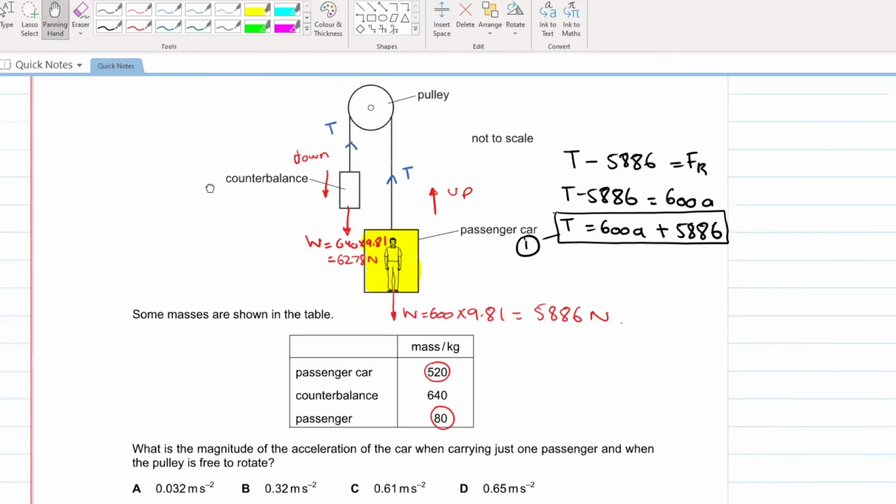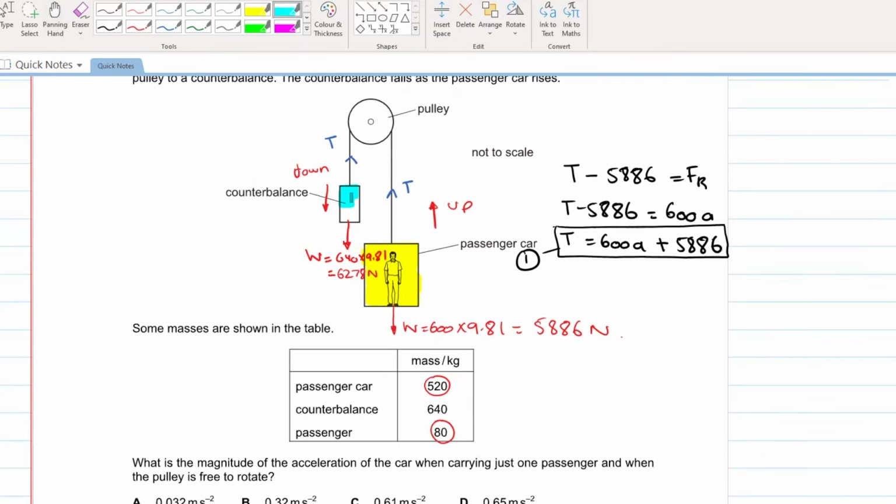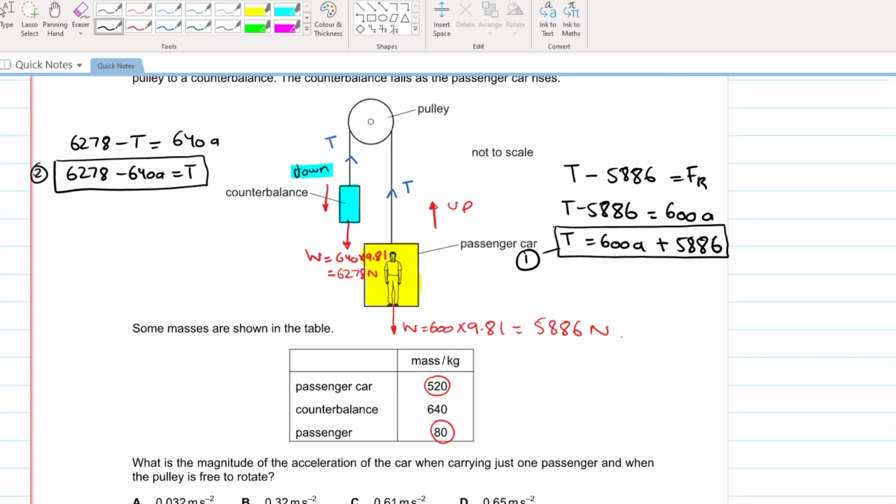Simple as that. Now let's apply this on the counterbalance. In the counterbalance, we have an upward force of tension and a downward force of weight. But this time, the counterbalance is moving downward, so the downward force will be greater. So you will write 6278 minus tension is equal to the mass of the counterbalance, that is 640, into A. Let's bring 640A to the other side. 6278 minus 640A is equal to your tension. This comes out to be your second equation.